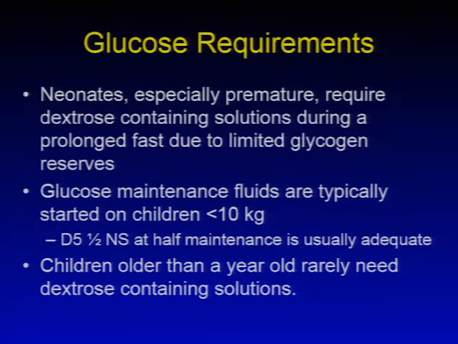In terms of glucose requirements, neonates, and in particular premature infants, require dextrose-containing solutions during a prolonged fast, and this is due to their limited glycogen reserves. Glucose maintenance fluids are typically started on children that are less than 10 kilograms. The most common solution is a D5 half-normal saline that is provided at half maintenance dose during the surgery. Children older than a year old rarely need any dextrose-containing solutions.